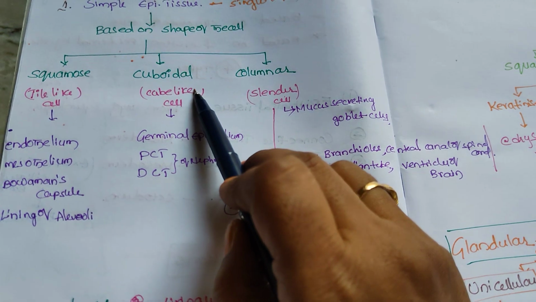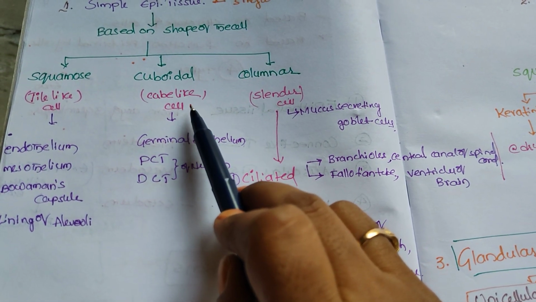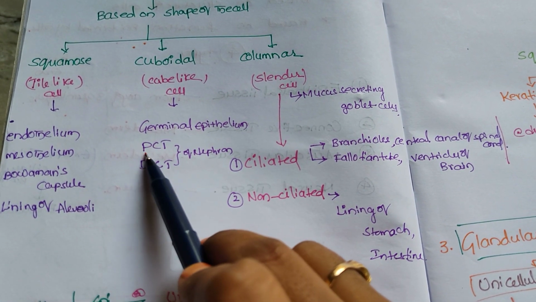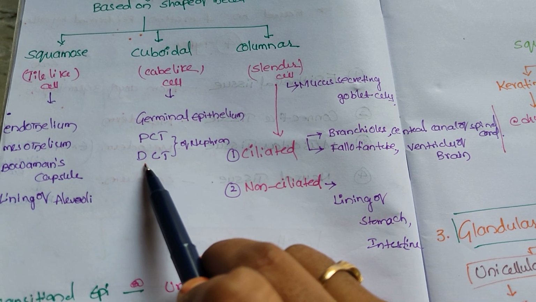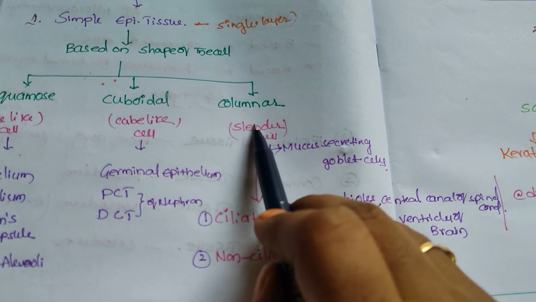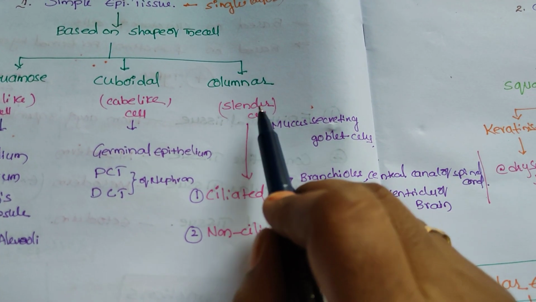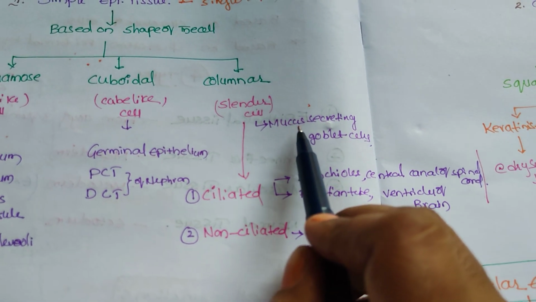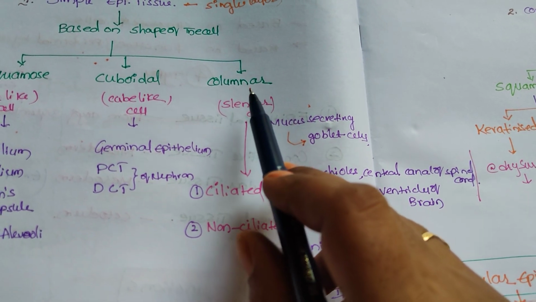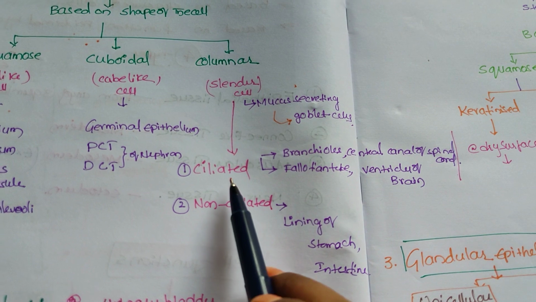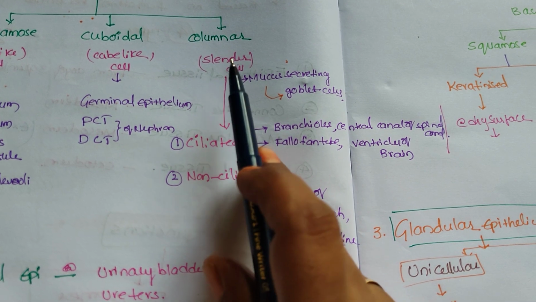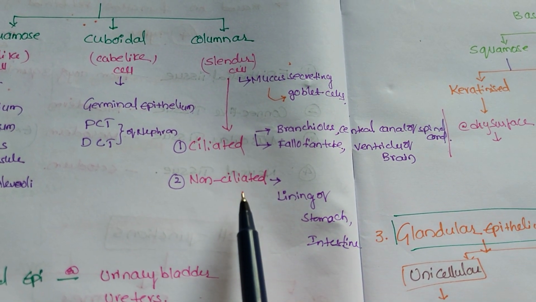Then simple cuboidal epithelium. Here the cells are in the shape of a cube. The location is germinal epithelium, proximal convoluted tubule, distal convoluted tubule of nephron. Then the simple columnar epithelium means the cells are arranged as slender cells. They secrete mucus, and that mucus is secreted by goblet cells. Then the columnar cells are divided into 2 types, ciliated and non-ciliated, based on the cilia.